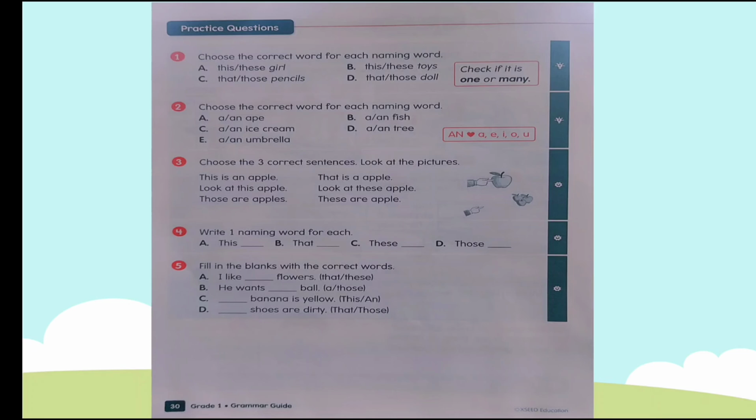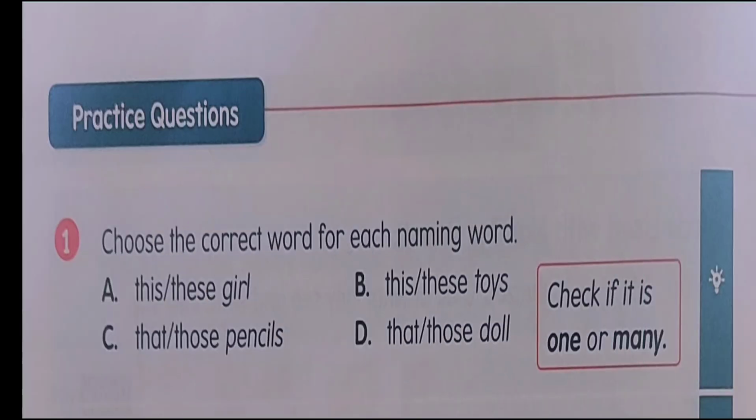Now look at this. Turn your book to page 30 and look at this page, okay? You will find practice questions and we will try out only number 1 today, okay? Question 1 says, choose the correct word for each naming word. Look at these words carefully.